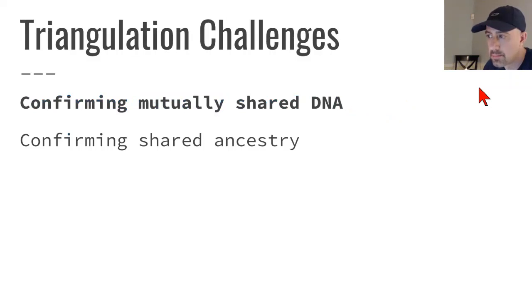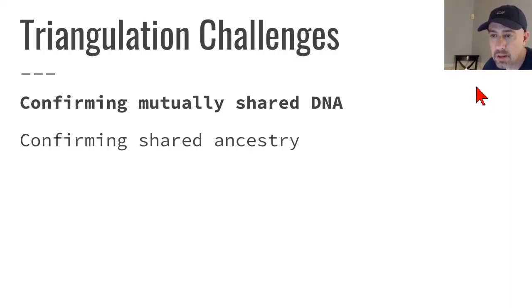And when we talk about triangulation, we're really talking about 2 parallel challenges. One challenge is to confirm that the mutually shared DNA, or the apparent mutually shared DNA, is actually shared by everyone in the triangulation group. So when we talk about a triangulation group, we're talking about a group of people who share a specific segment of DNA on a specific chromosome in a specific location, and we have to make sure that everyone does share that segment. We want to be sure that it's not just apparent, but that the shared DNA is actually shared.